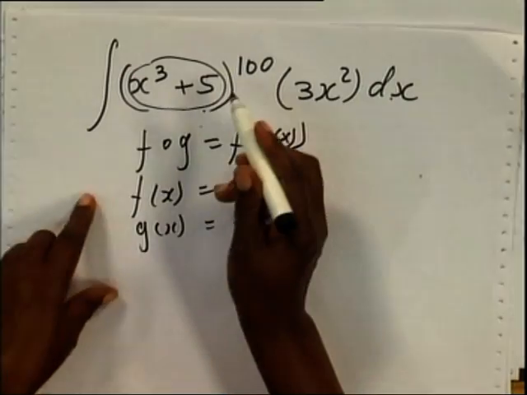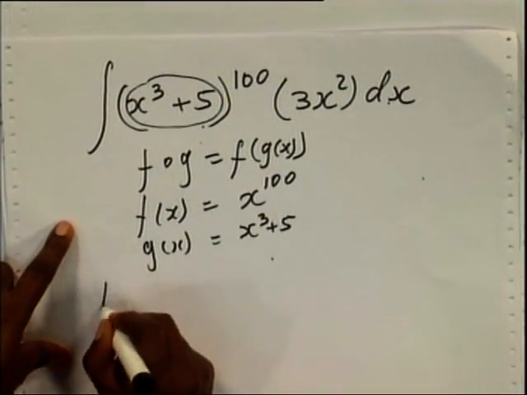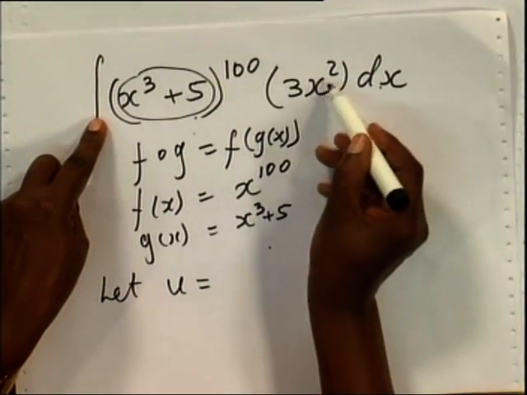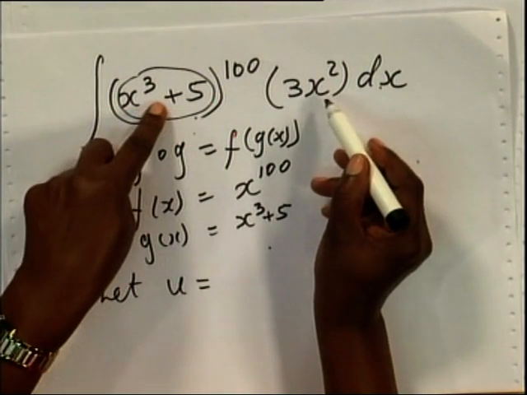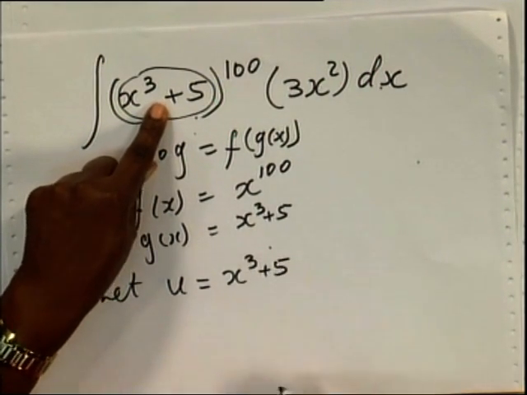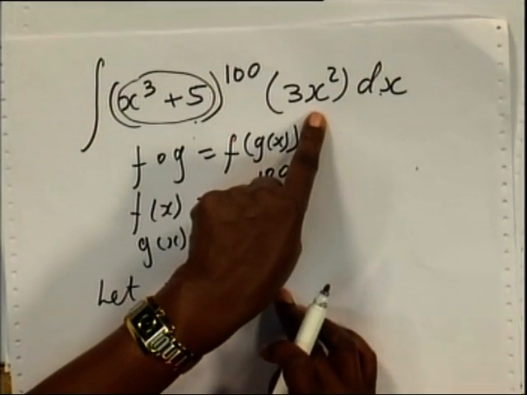That means, how am I going to pick my u? Now here I pick my u. I cannot say let u equal to this one because it will not help me. I'm going to say let u equal to x cubed plus 5. Why do I let u equal to x cubed plus 5 and not 3x squared?